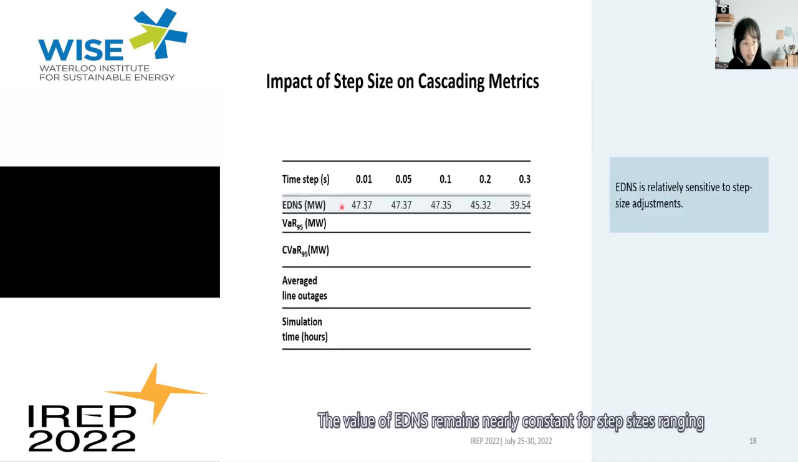The value of EDNS remains nearly constant for step sizes ranging from 0.01 to 0.1 seconds, and beyond this point it starts to decrease. This is because the increased step size can mask some of the cascading events which occur during this time interval and lead to underestimated risk.